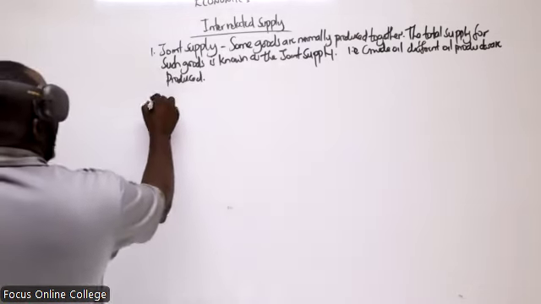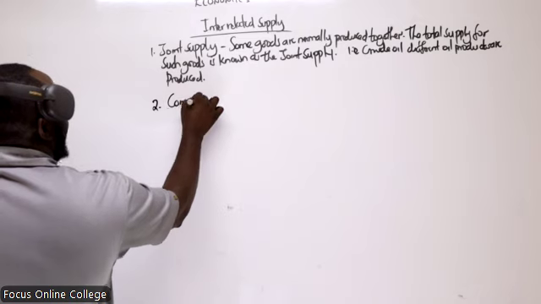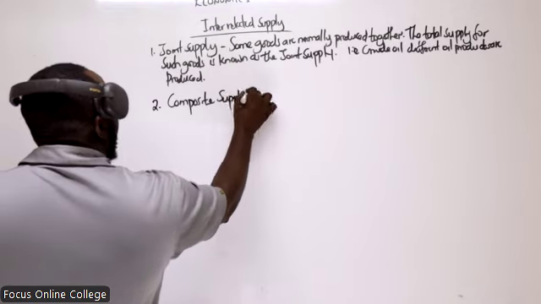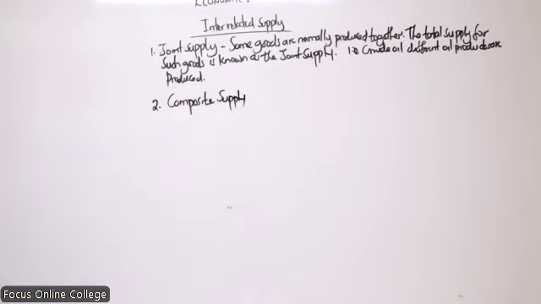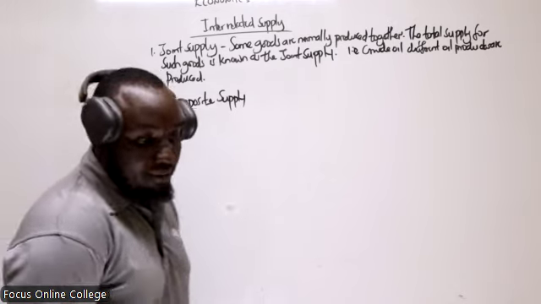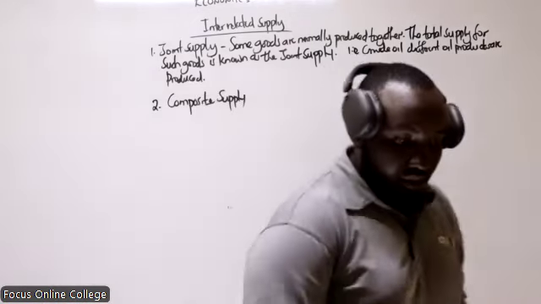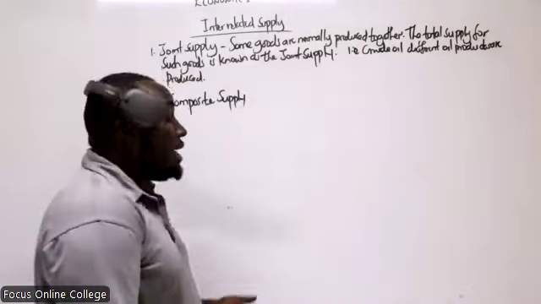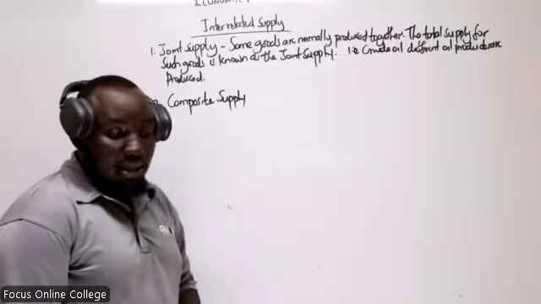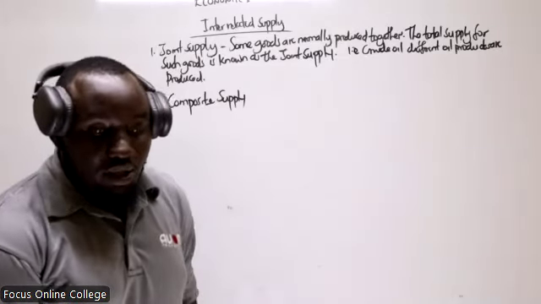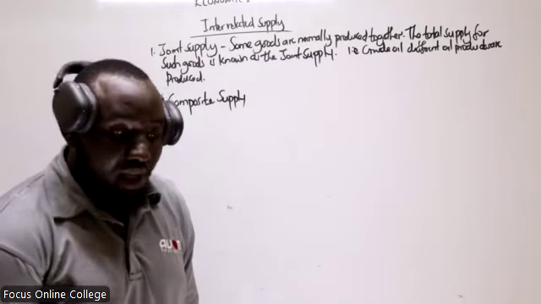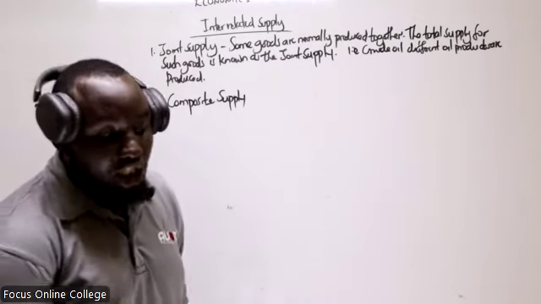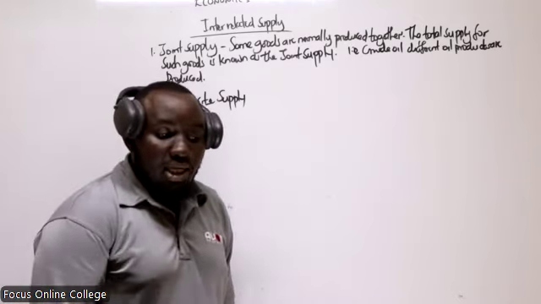Then the second, we have what's called a composite supply. So what is a composite supply? Some goods are substitutes of each other. When you talk about coffee and tea, those are substitutes of each other. So for such goods, the total quantity produced is called composite supply.